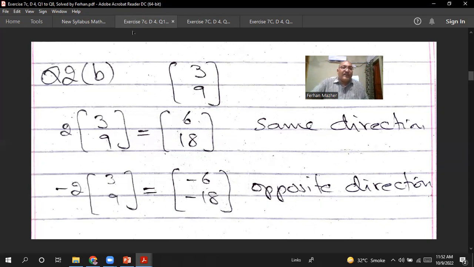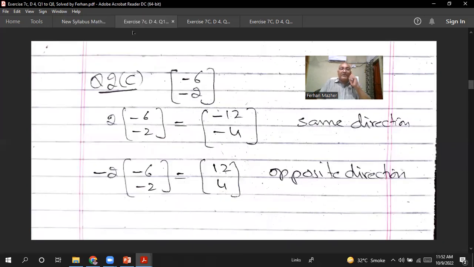Okay, so the next one will be the C part, and you can see minus 6, minus 2. This is a vector, and they want me to write a vector which is parallel to this vector. So I will multiply it with the positive 2. I get minus 12, minus 4. That is a vector which is parallel to this vector and is in the same direction. I will multiply it with the minus 2, and I will get 12 and 4. And this vector is parallel to that given vector, and is in the opposite direction.